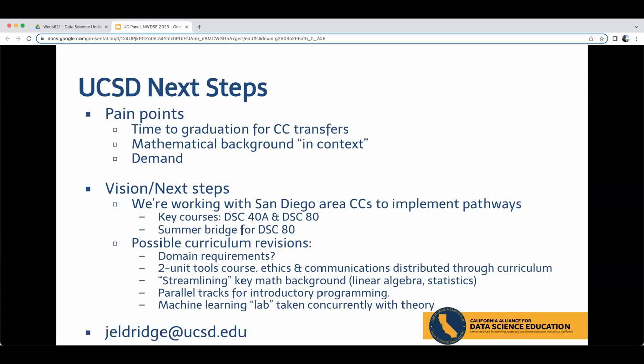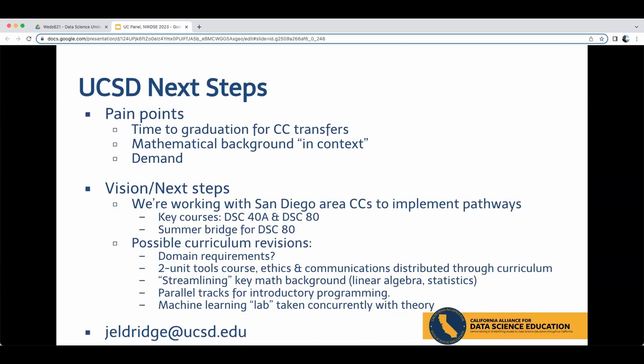What I've been saying is perhaps students don't need to learn a domain. They don't need to be domain experts, but they need to know how to communicate with domain experts. And so we're trying to push more communication in our major. We're going to add an ethics component and a tools course. Students in our major do learn Git, for instance. They learn to work in the shell, but in a kind of haphazard way. It's not taught very intentionally. We're going to have a 2-unit course that will do that.